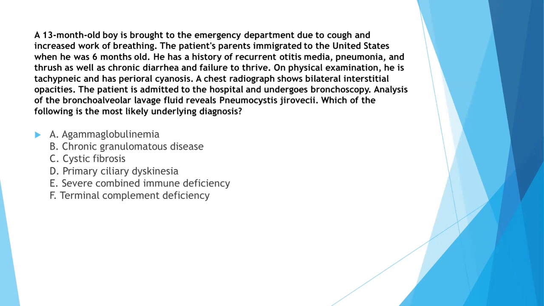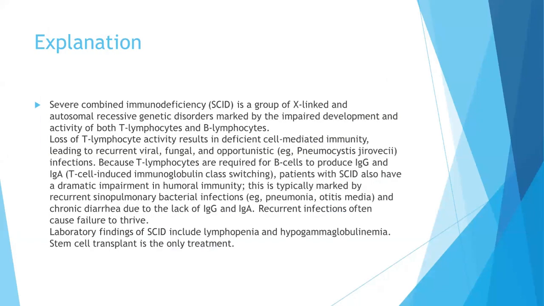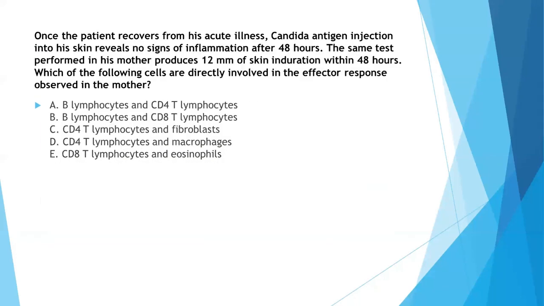Agammaglobulinemia, CGD, cystic fibrosis, primary ciliary dyskinesia, severe combined immunodeficiency, and terminal complement deficiency. So severe combined immunodeficiency is when there is gene defect leading to the failure of T cell development, B cell dysfunction, and due to absent T cells. It is autosomal recessive. There is recurrent severe viral, fungal, or opportunistic infections causing failure to thrive and chronic diarrhea. The treatment is by the stem cell transplant. Again, the same explanation is here.